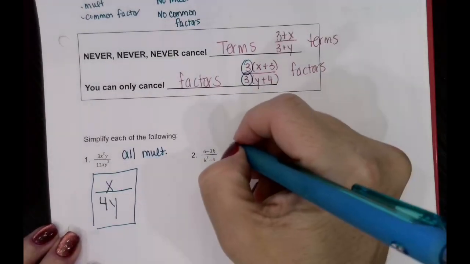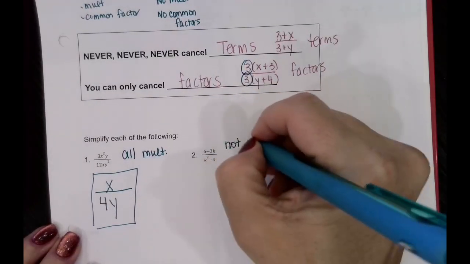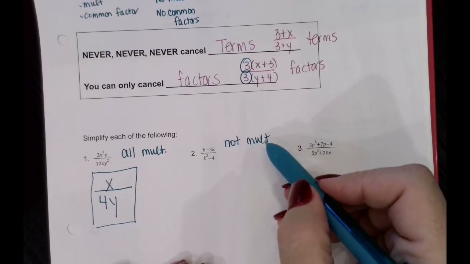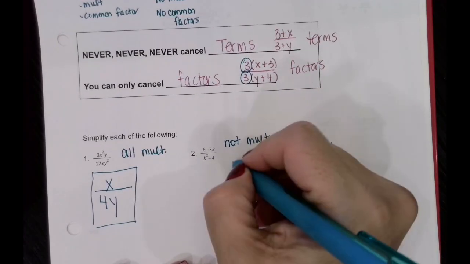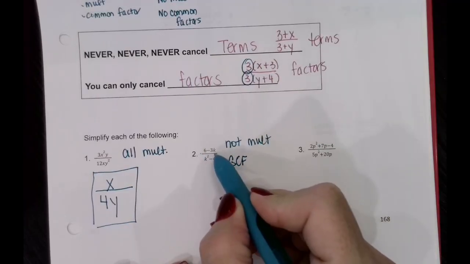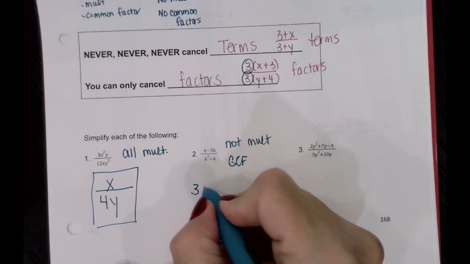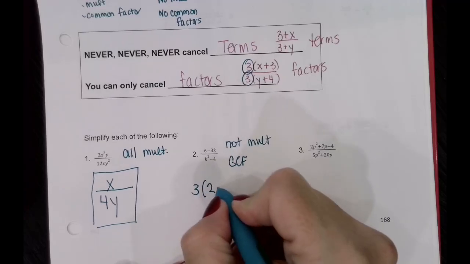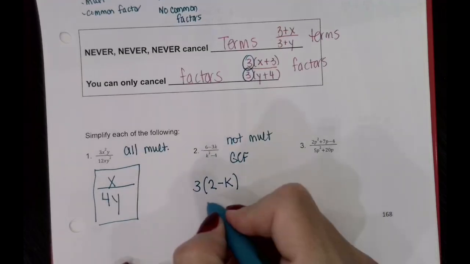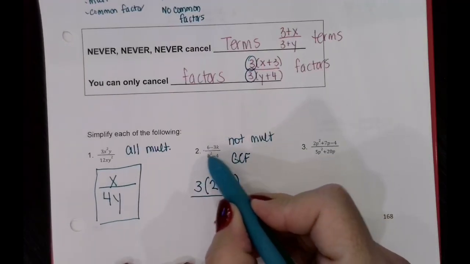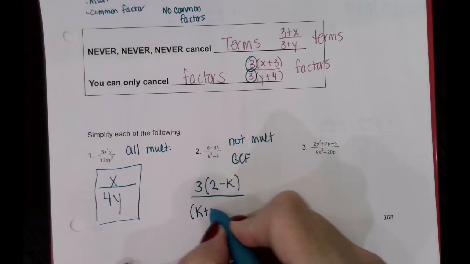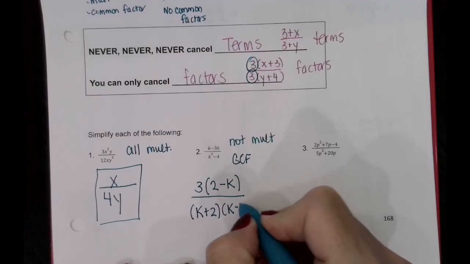Okay, so here, this is not multiplication. So I want to see if I can turn it into multiplication. And to do this, I want to find a GCF. So up on the top, I can factor out a 3. So if I pull out a 3, I'm left with 2 minus k. All right. Now in the bottom, this is a difference of squares. So I have k plus 2, k minus 2.